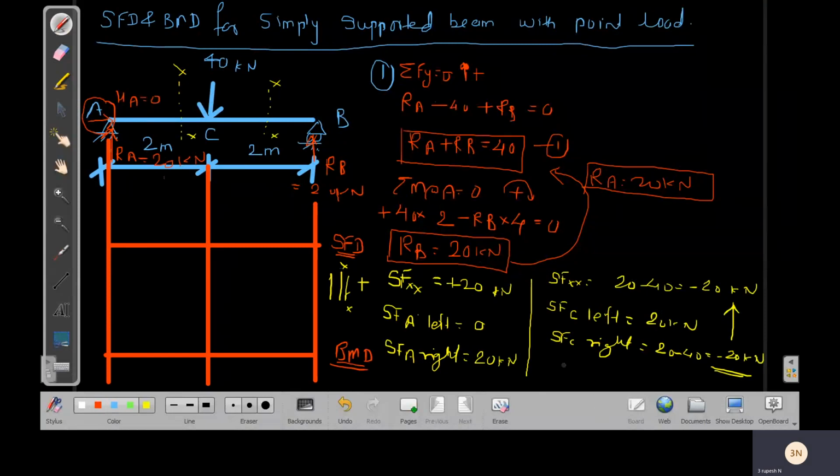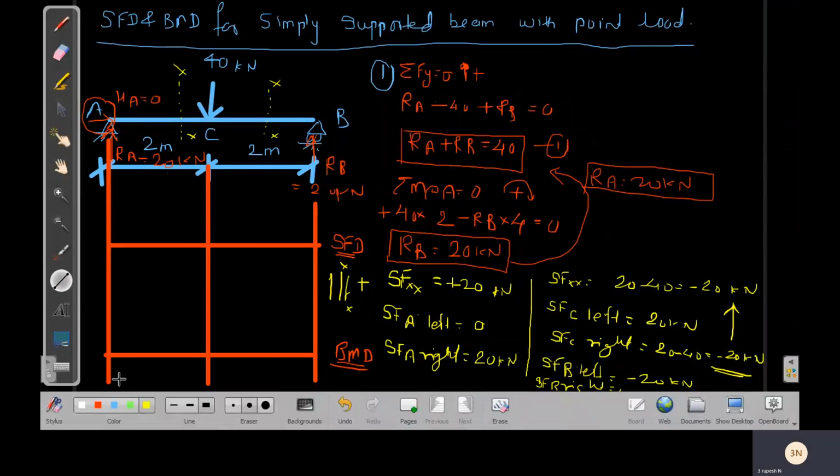Now you have to find out the shear force at B. The shear force at B is again 20 kilonewton. If you consider this section XX, from this the force is acting upward. So towards right, upward force is negative. The shear force at B to the left portion is minus 20 kilonewton, and right is 0. Right? Shear force at right is 0. Now we have to draw these figures.